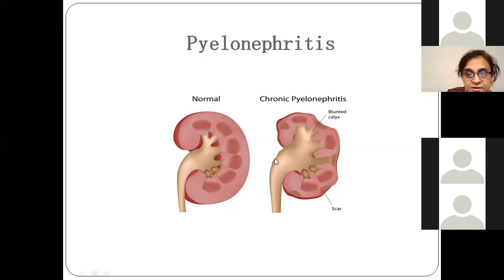And you can see the kidney has lost its normal shape, and with these scar formations, initially the kidney enlarges because of the inflammatory processes going on inside the kidney. But with time, with the formation of scars, it shrinks and becomes functionally abnormal. There's loss of function of the kidney.